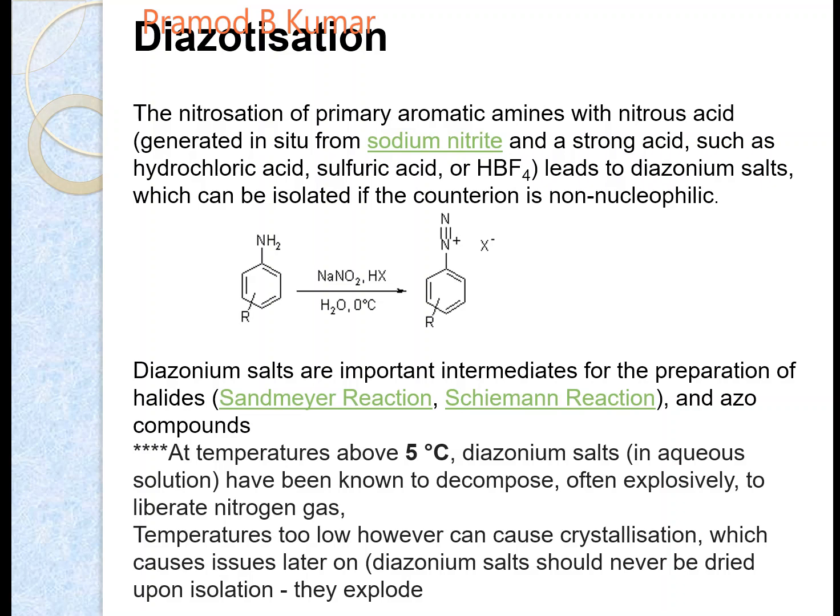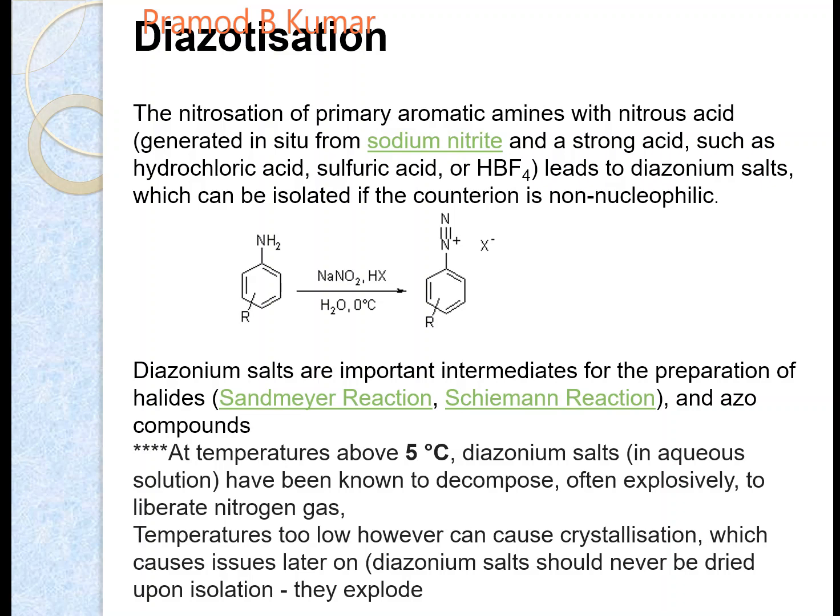It is the nitrosation of a primary aromatic amine with nitrous acid. When it is generated by treating sodium nitrite with a strong acid such as hydrochloric, sulfuric or fluoroboric acid, it leads to a diazonium salt, which can be isolated if the counterion is non-nucleophilic. So this can be isolated if there is no other counterion. So it forms a diazonium salt which can be isolated.